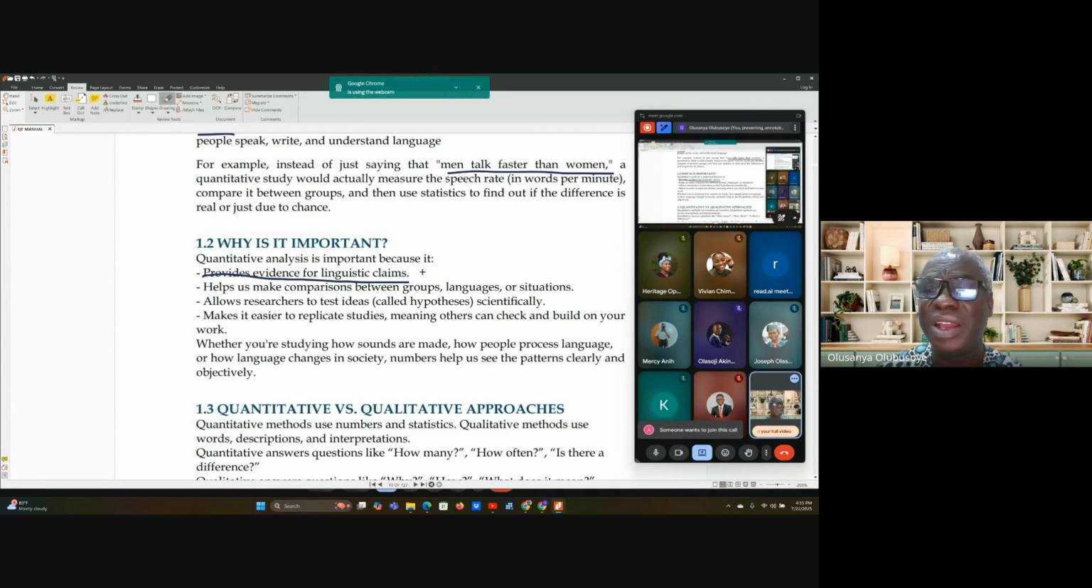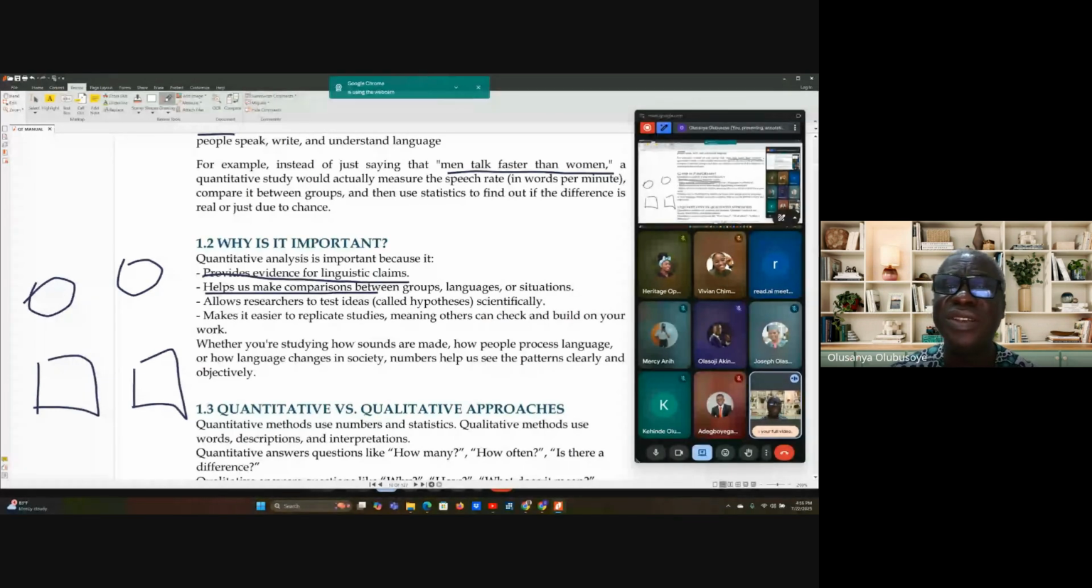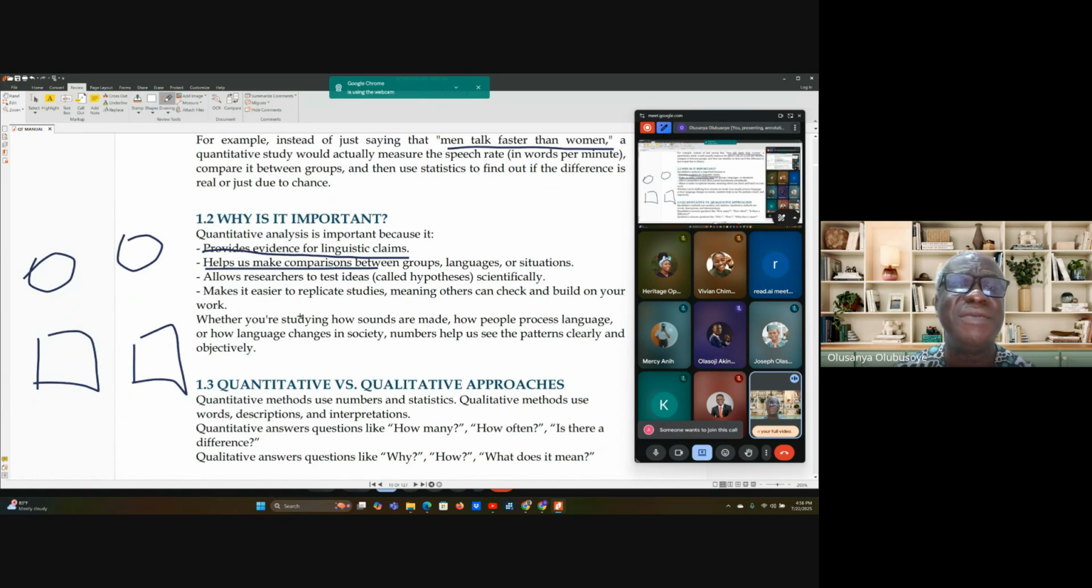That claim could be an assumption which you will now use data to establish. And as I've said earlier, quantitative also helps us make comparison. So you can compare groups. You can say men, women. You can compare groups, Ijesha, Ijebu. You can compare Yoruba with Igbo. So quantitative techniques help to compare groups. We can also compare languages. We can compare situations, right? These are reasons why the application of quantitative analysis in linguistics becomes very important.